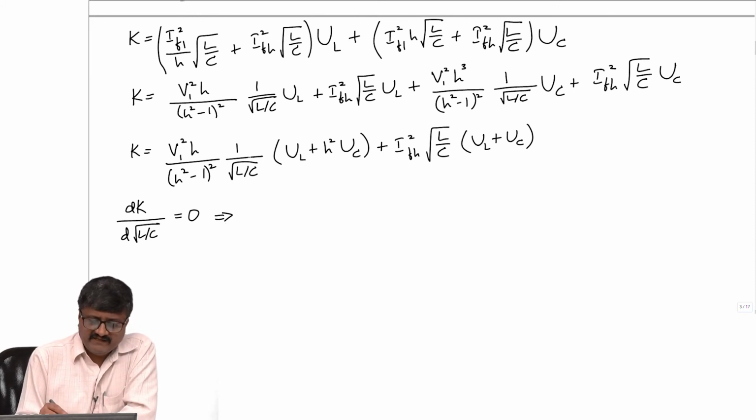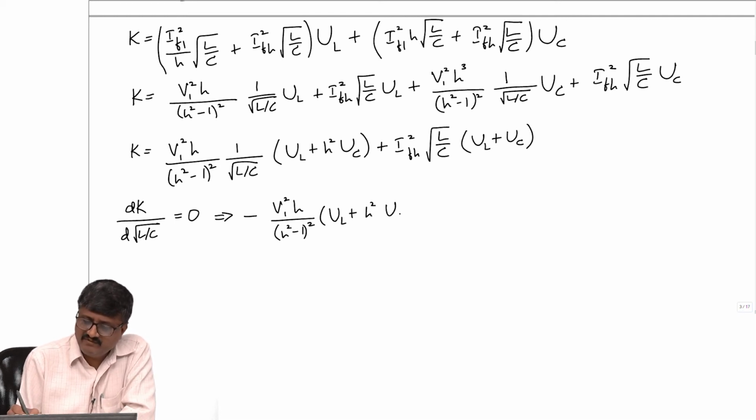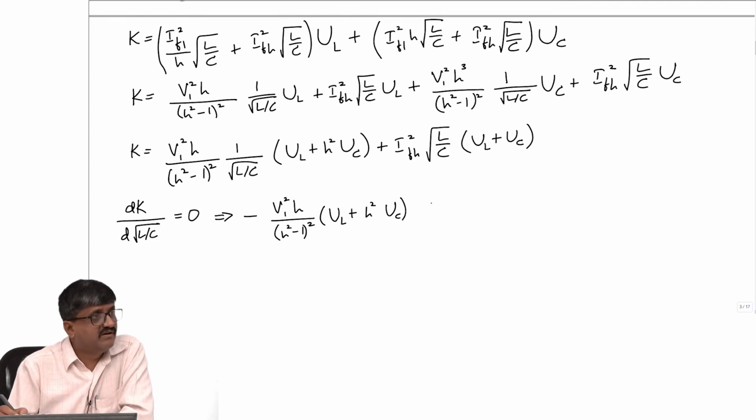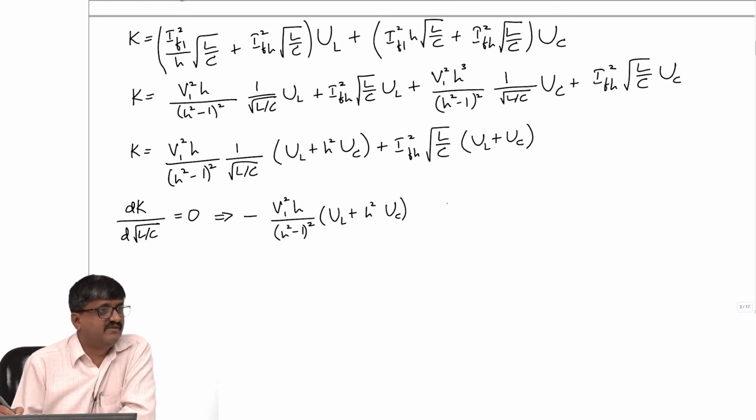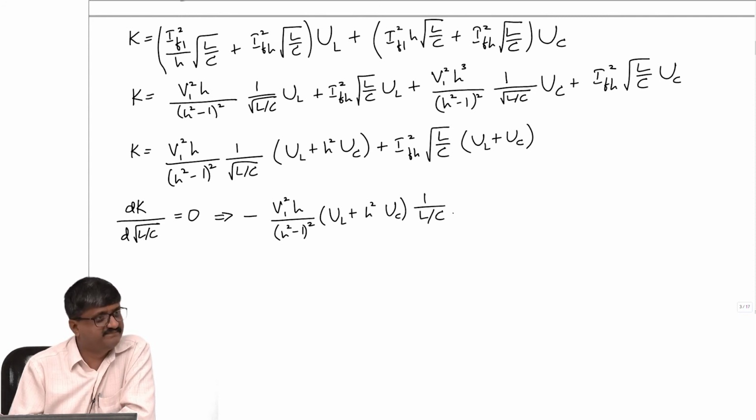Please note we are taking the derivative with respect to square root of L by C. So, can I say that the derivative of the first term in the expression for K is minus V1 squared H divided by (H square minus 1) whole squared into (UL plus H squared UC) into the derivative of the first term, C by L, or 1 by L by C.